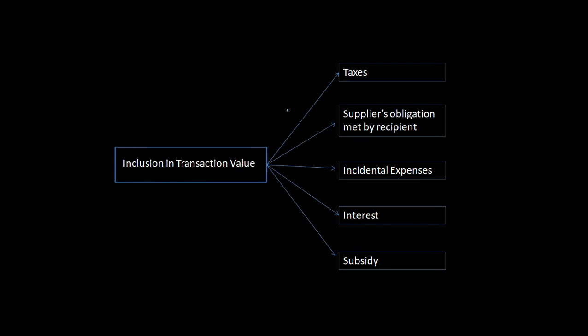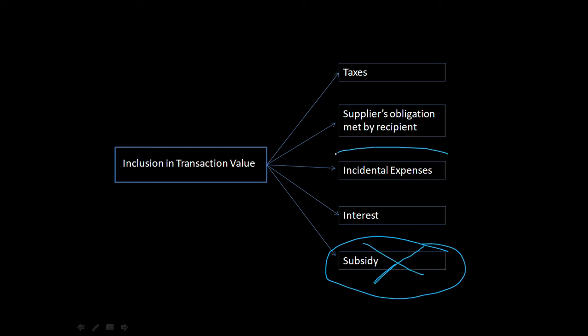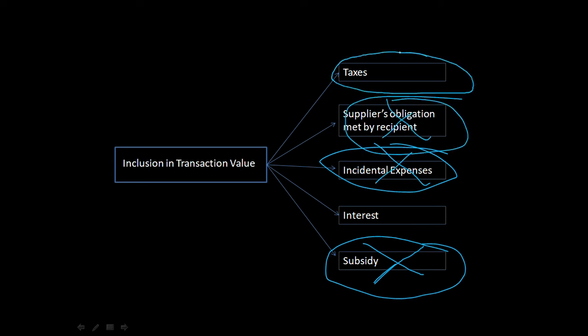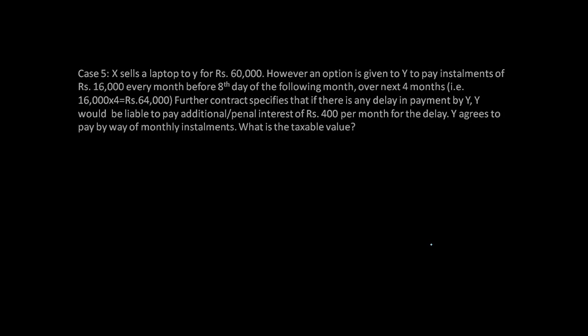Okay, so now which of this case has been discussed? We have discussed subsidy. Okay, so this is done, this is done, this is done, and this has also been discussed. We are left out with interest. Let us look at it now. X sells a laptop to Y. So who is selling to whom?